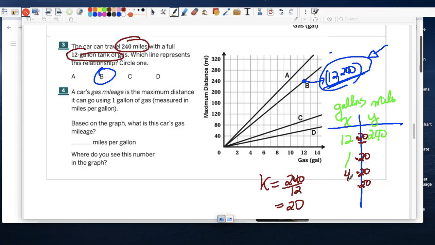What if I had 4 gallons of gas? What if I had 14 gallons of gas? How far can I drive? Well, with 1 gallon of gas, times 20, it's 20.